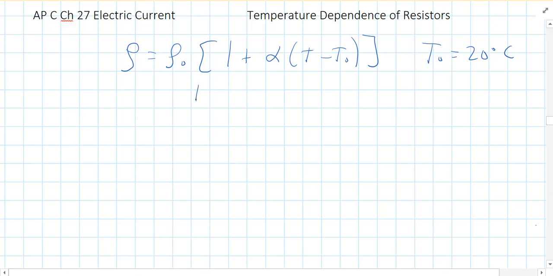Now, because resistance equals rho L over A, we can say resistance overall also depends on this. It would be some set value, and then you'd have the same exact coefficient in there, the same exact stuff in the bracket.